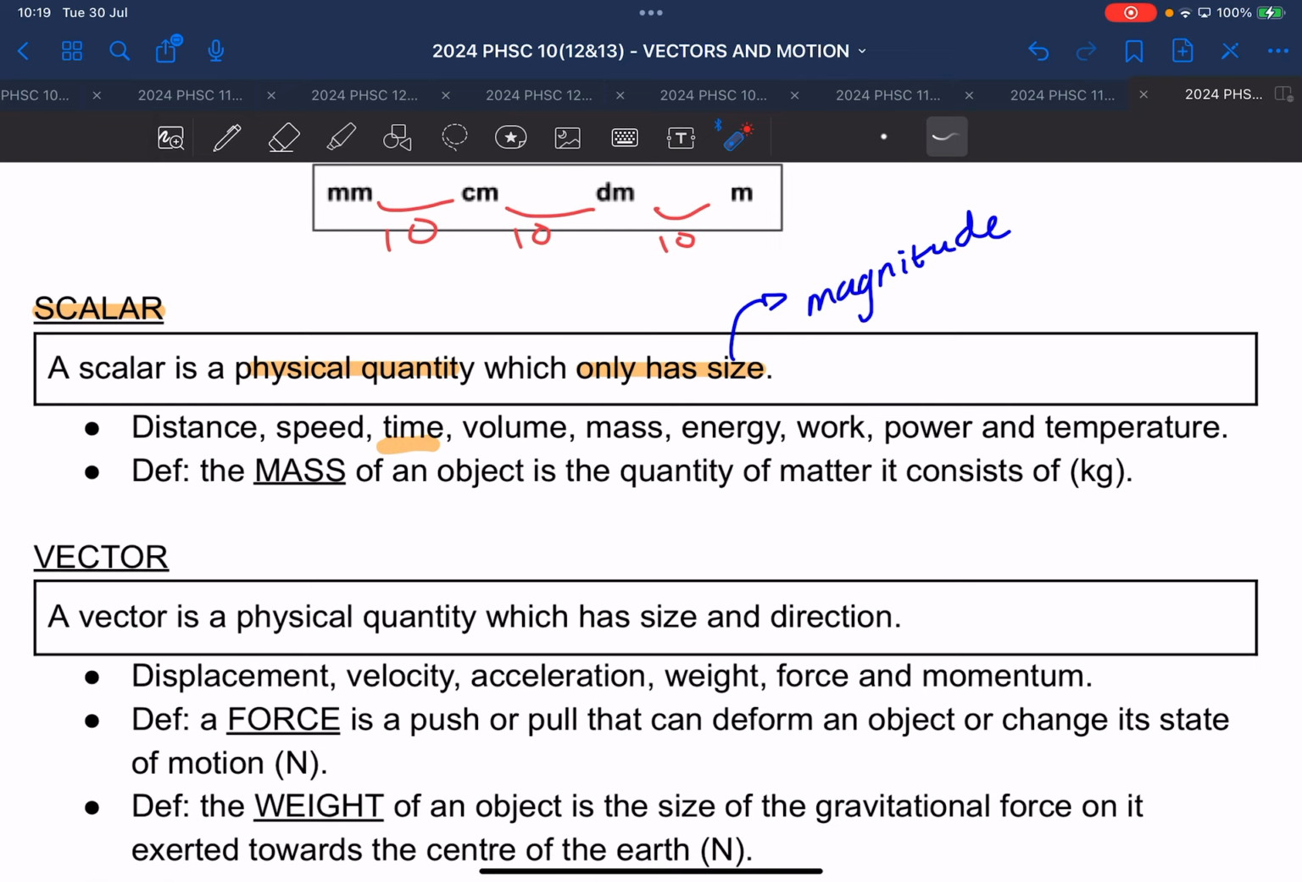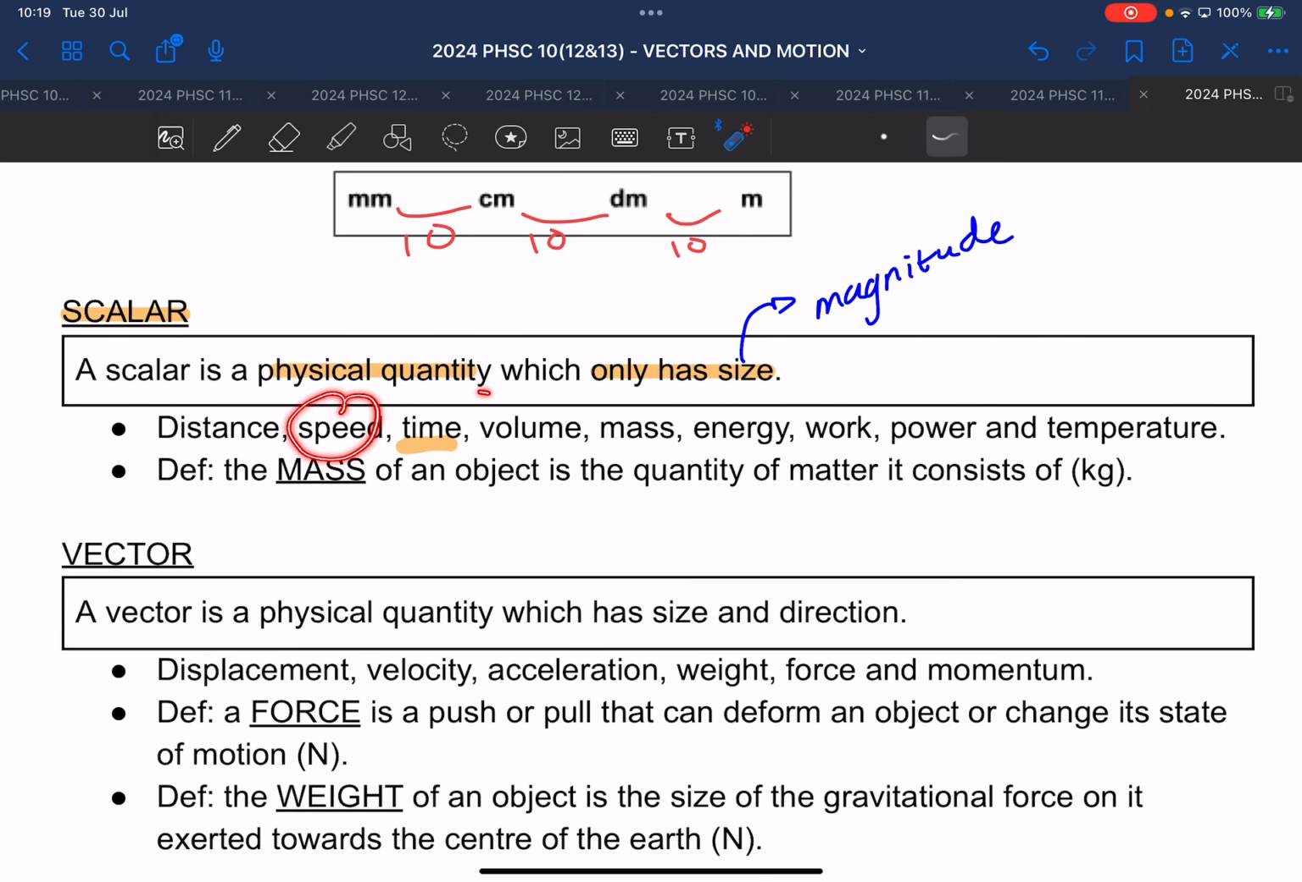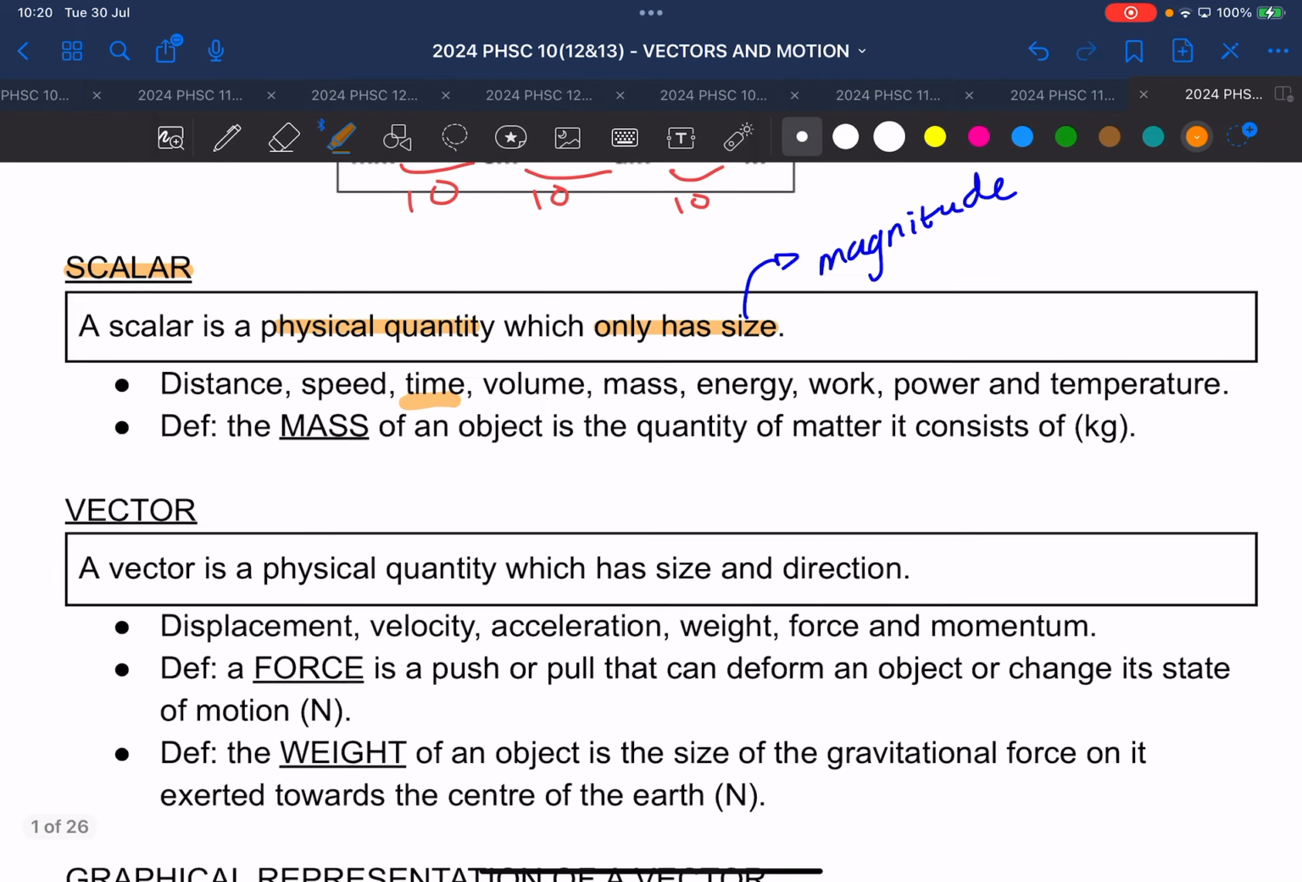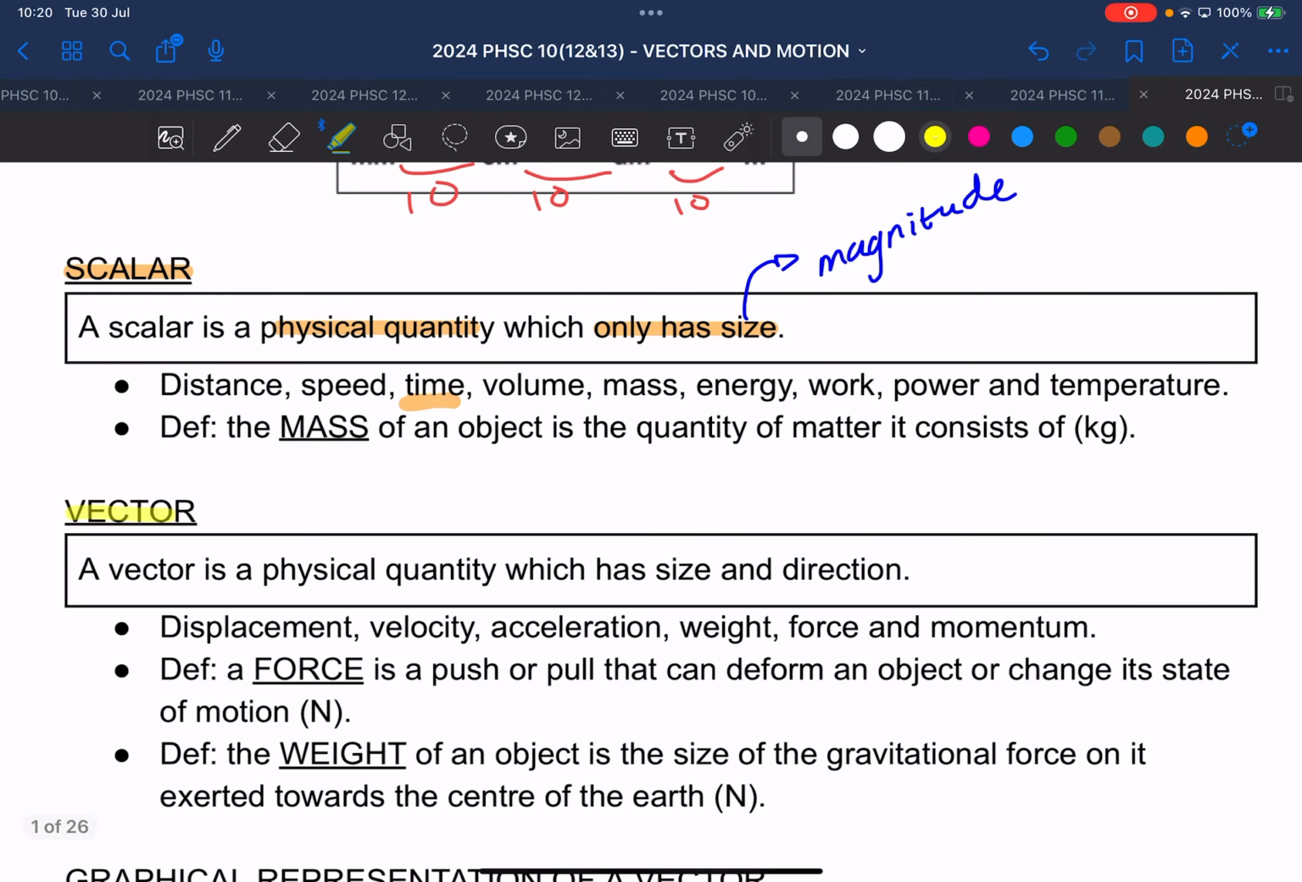So you need to know this, so I can ask something in a multiple choice question regarding this. Then I'm going to get to the definition of mass in a moment. Then we have vector quantities. That is a physical quantity that has size and direction.